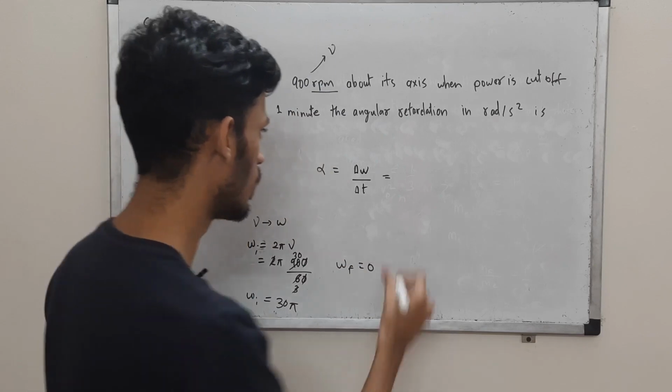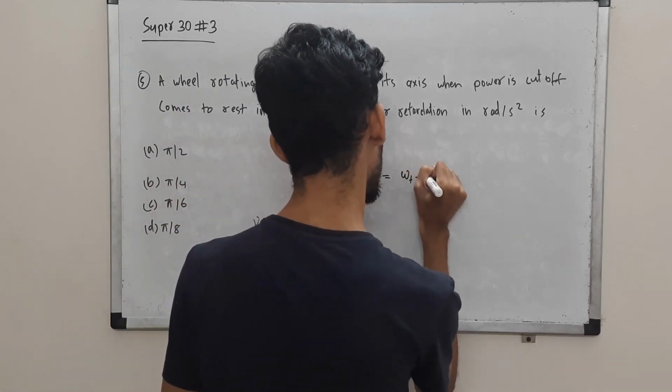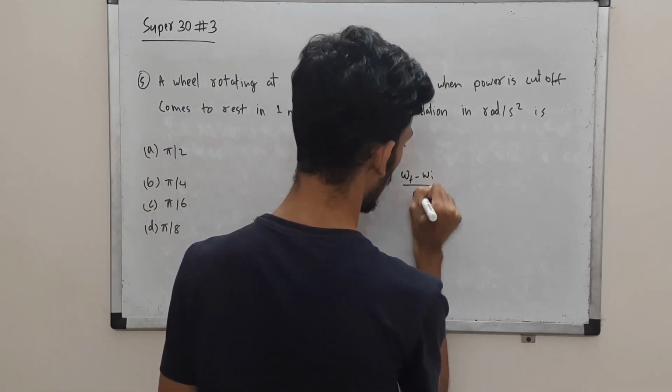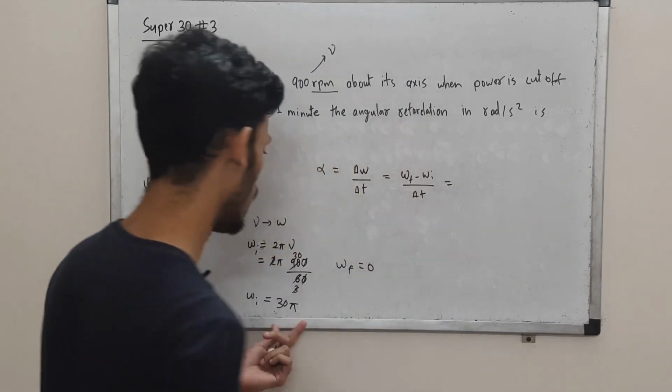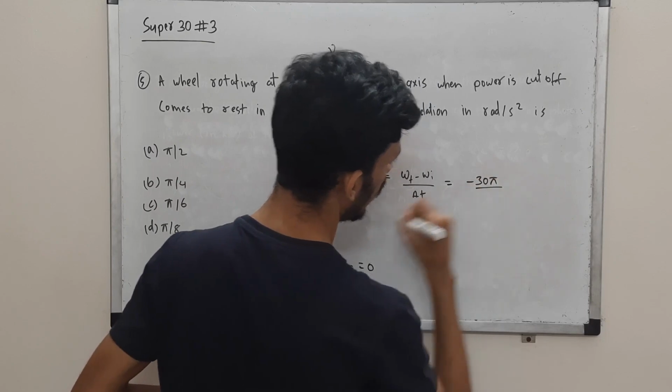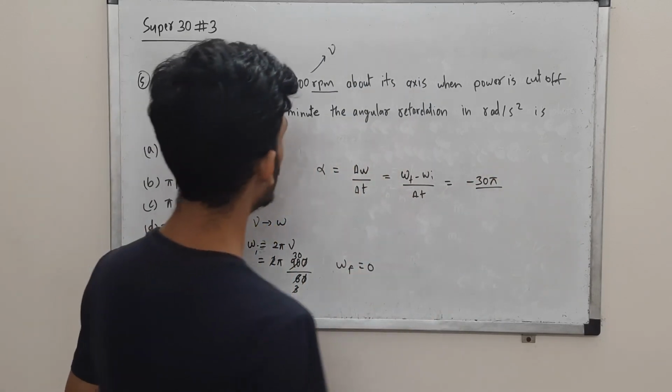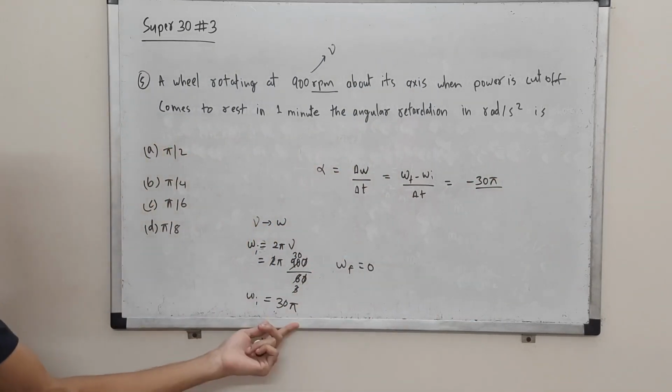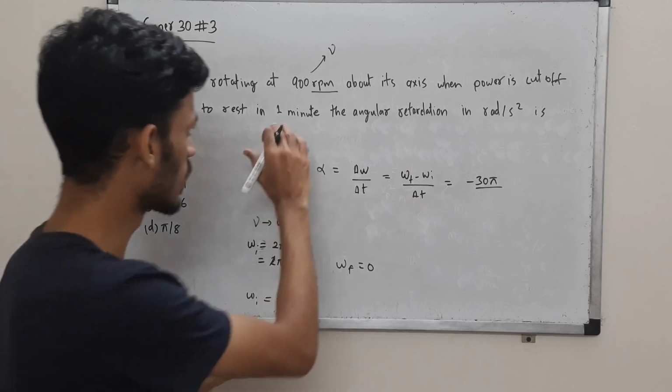So omega final is 0. This is basically omega final minus omega initial upon delta t. Omega final is 0, omega initial is 30 pi, so minus 30 pi upon our time taken, which is 1 minute. That's why I didn't want to convert. Minute could have gotten cancelled. I think so. But anyways, let's come to this.